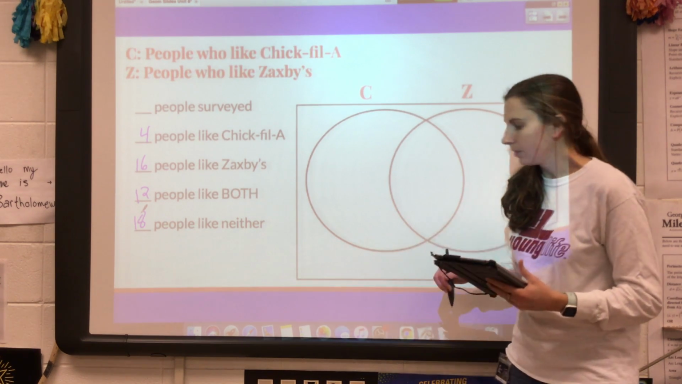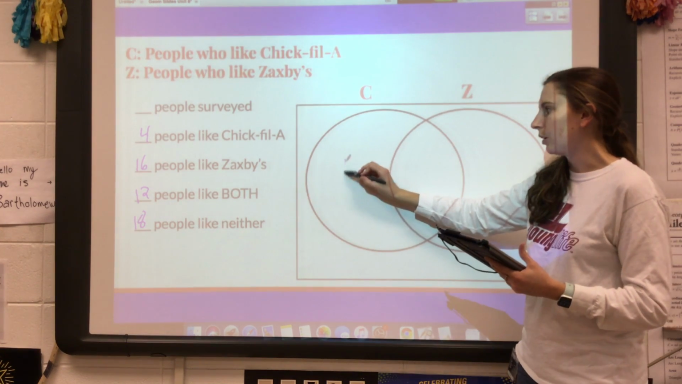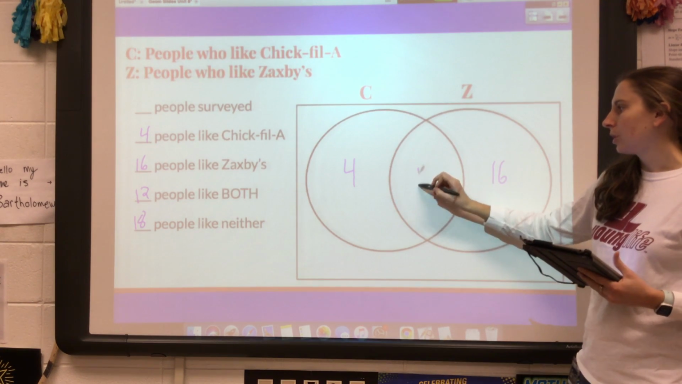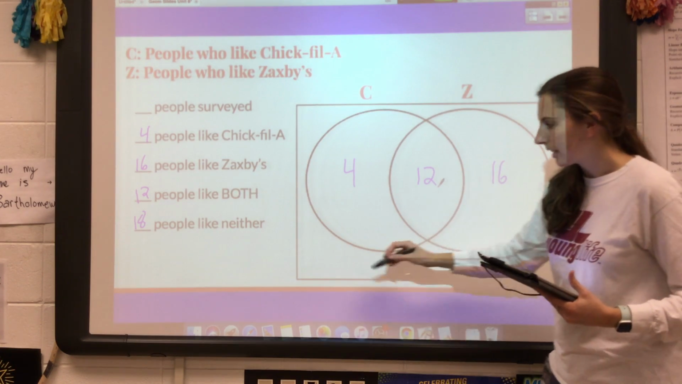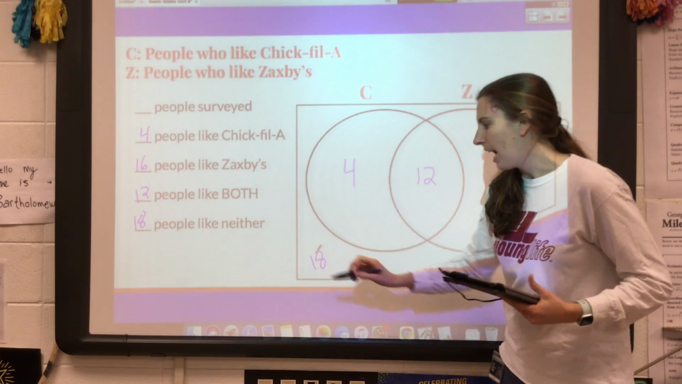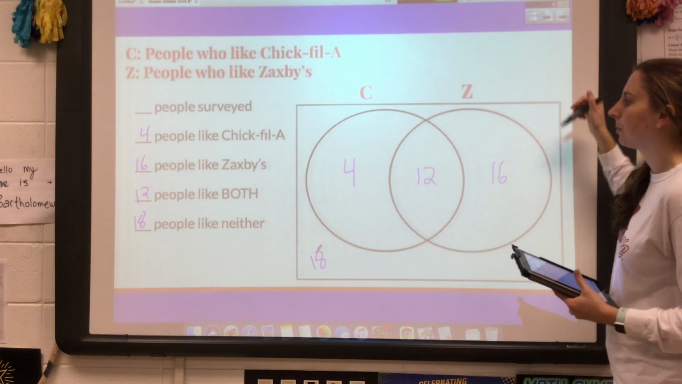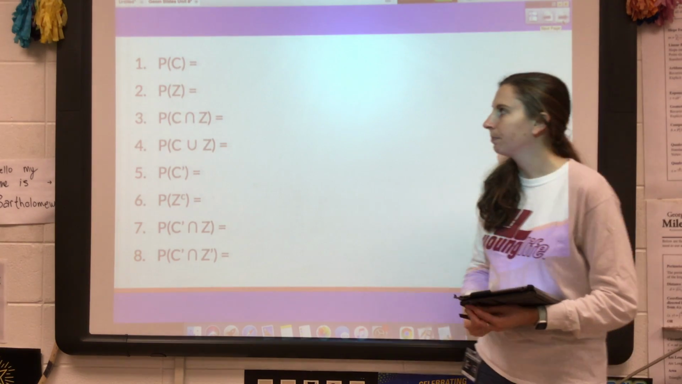Okay. So in this only Chick-fil-A bubble, there were 4 people. There were 16 that were just Zaxby's. There were 12 that liked both, so that's the intersection here. And 18 liked neither, so we'll put the 18 out in the universe in neither the Chick-fil-A or the Zaxby's bubble. All right, we're gonna do a few problems here.